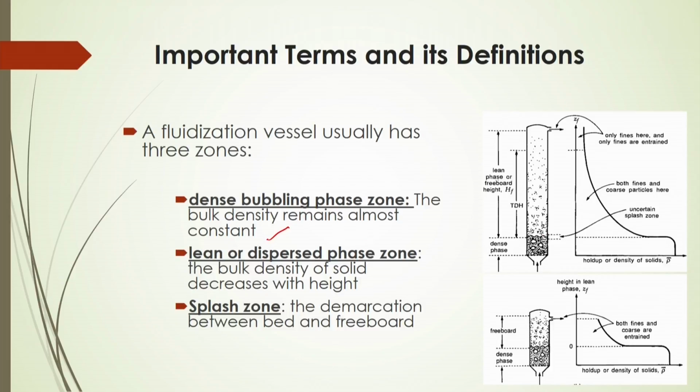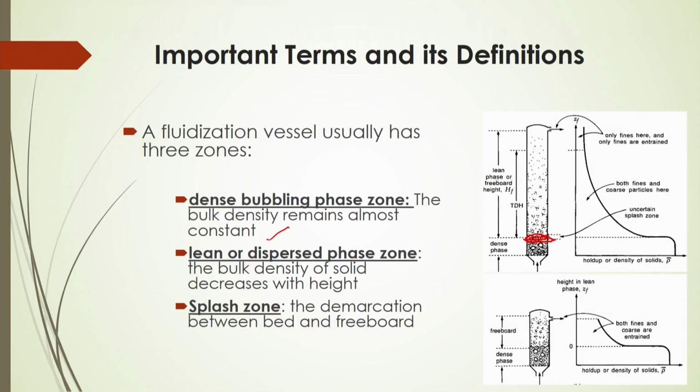This is the demarcation between the bed and the freeboard. It is shown in the figure here, this portion, this is called the splash zone. So, this is a narrow zone. The level will govern the separation of these 2 zones, one dense and another lean. So, the separation level of the lean and the dense bubbling phase zone will be marked as the splash zone.